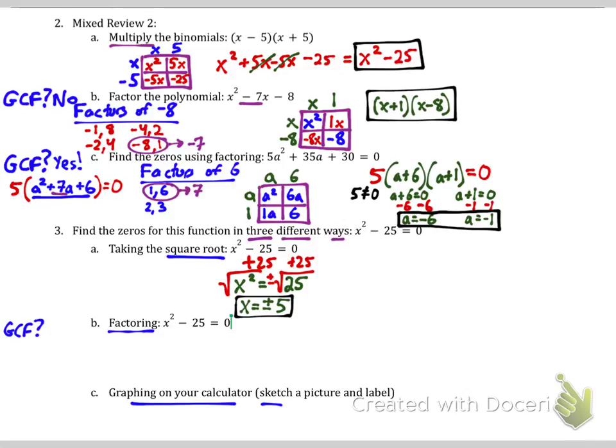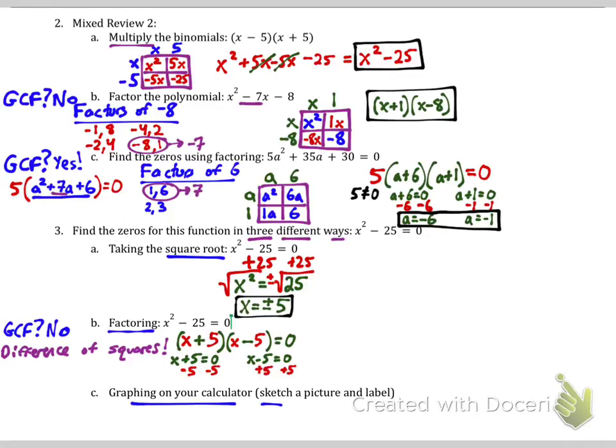Let's try to do this with factoring. Remember, you always ask GCF first. No, there's no GCF here, but this is a difference of squares. So the way I set that up is you write parentheses plus and parentheses minus, and the x squared, the square root of that is x, so I'm going to write that in the first spot in each of the parentheses. The square root of 25 is 5, so I'm going to write that in the second spot in each parentheses. And there's our factored form equal to 0, so we're going to set each of those equal to 0. When we solve for them, we get x equals negative 5 or x equals 5. That's great because that is the same answer as before.